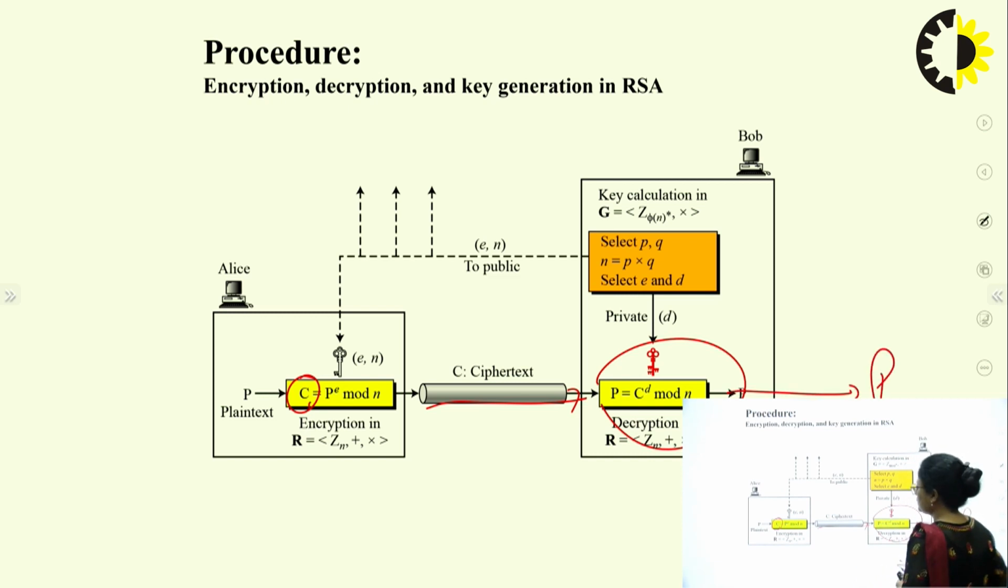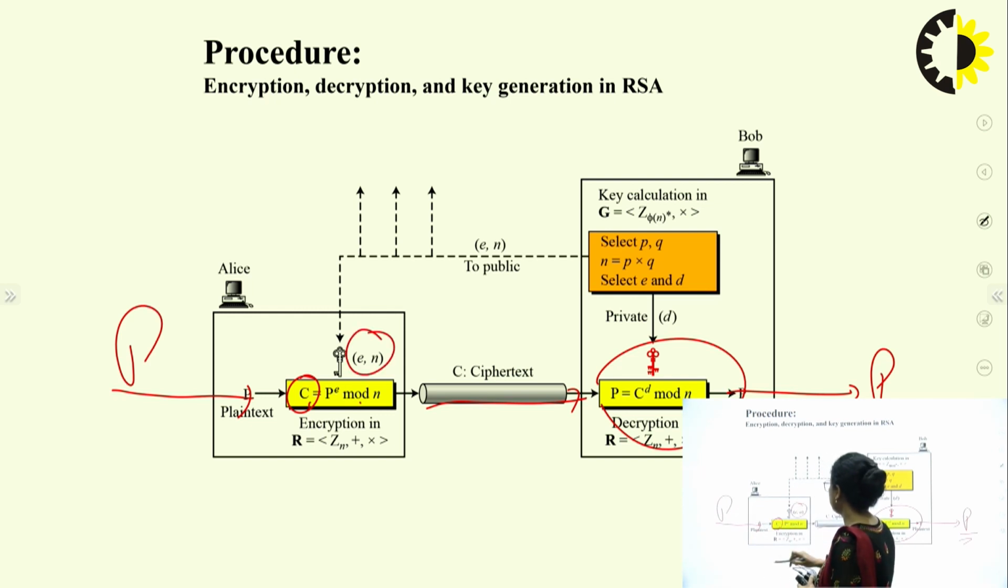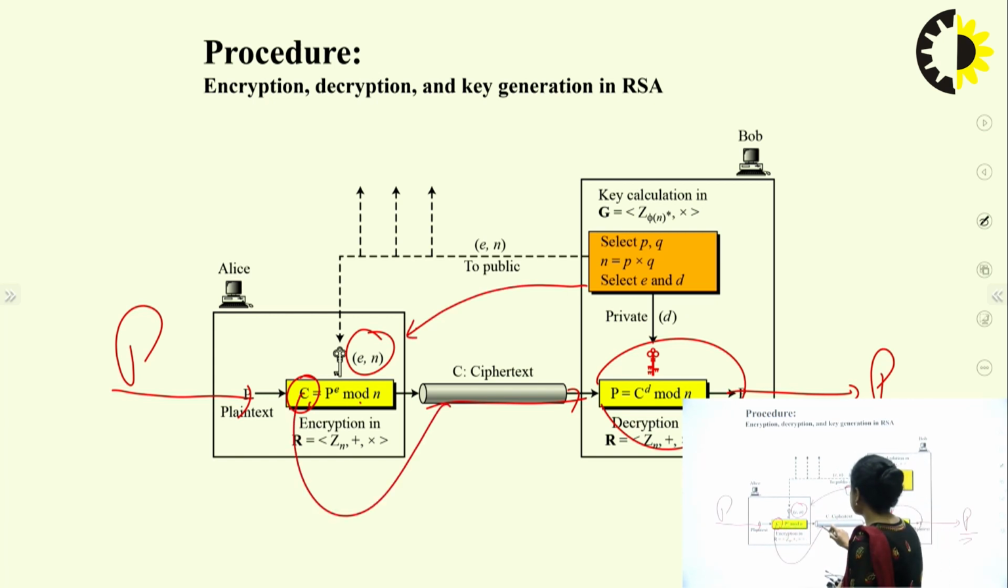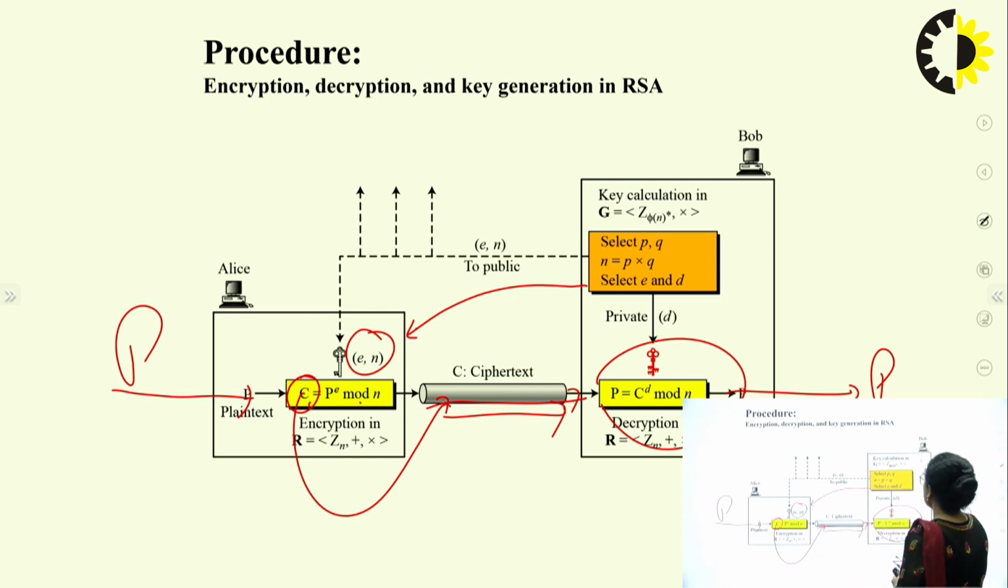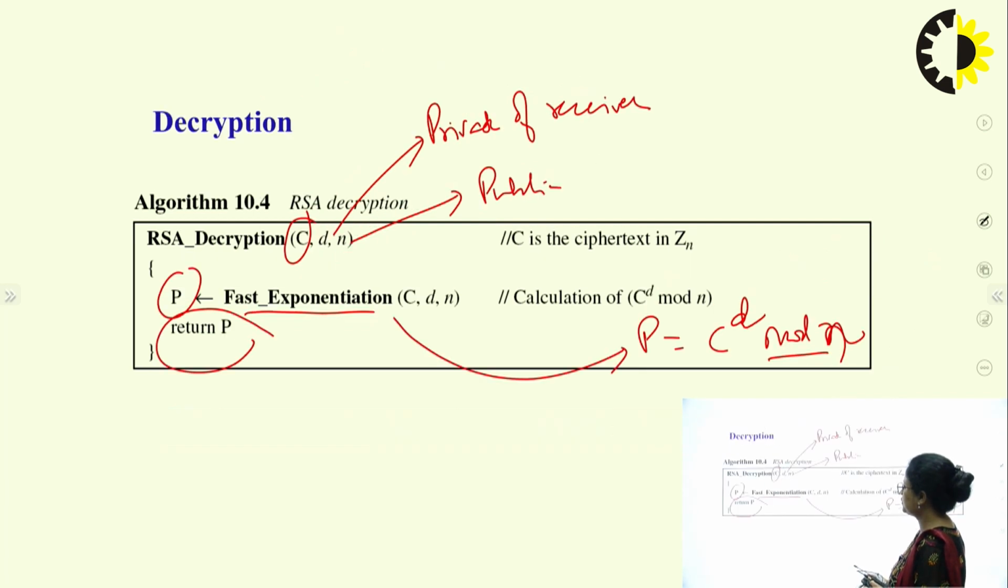This is a summarization of the entire process. We start with the plain text and do the encryption. In the encryption, we are using the public key of the receiver. Once we do the encryption, we get the ciphertext, which is transmitted over the network from the sender to the receiver. At the receiver's end, the ciphertext is used along with the private key of the receiver to calculate the plain text, and finally the plain text is received by the receiver. So I just explained both the steps now.